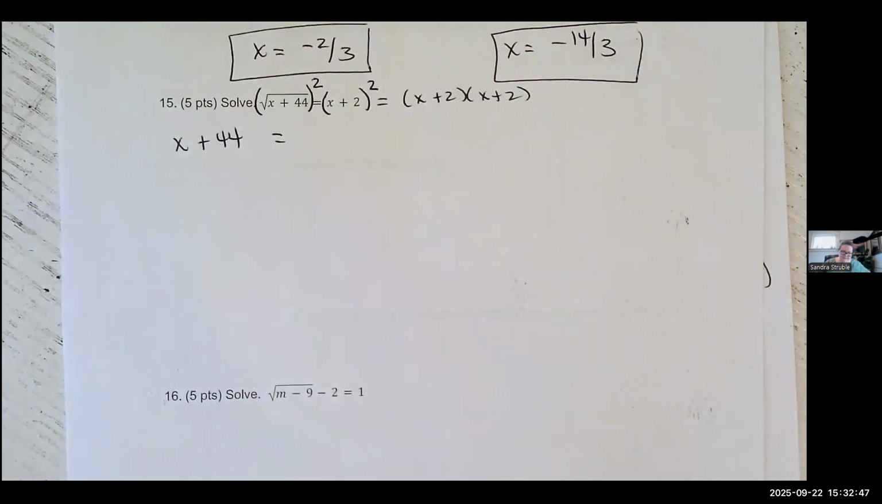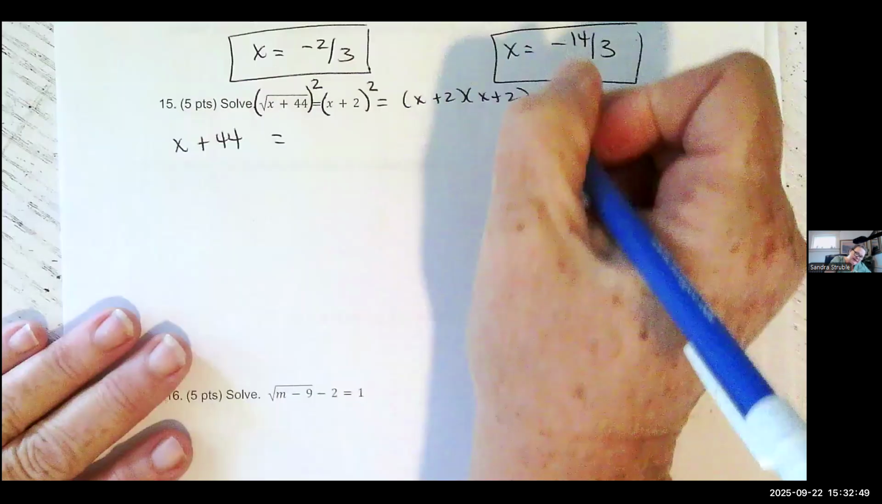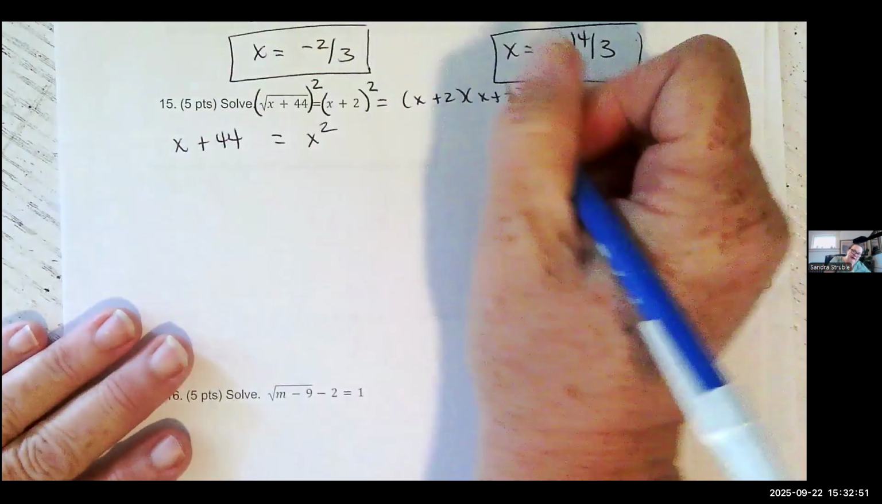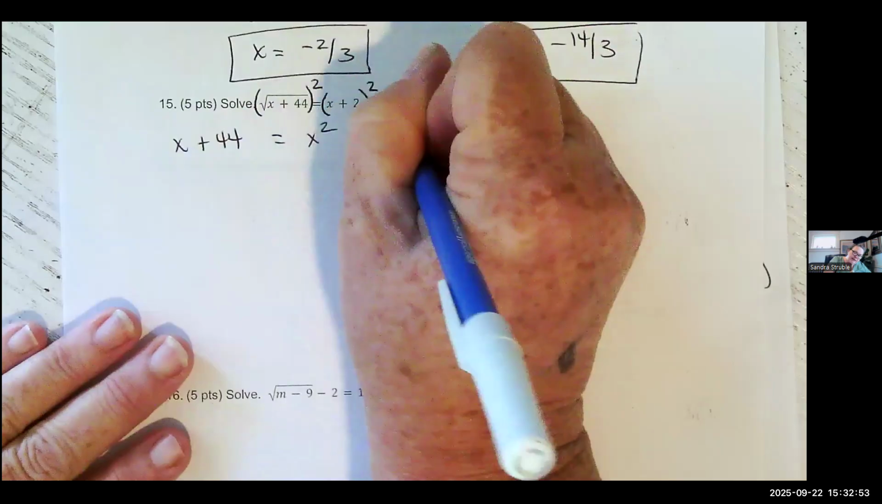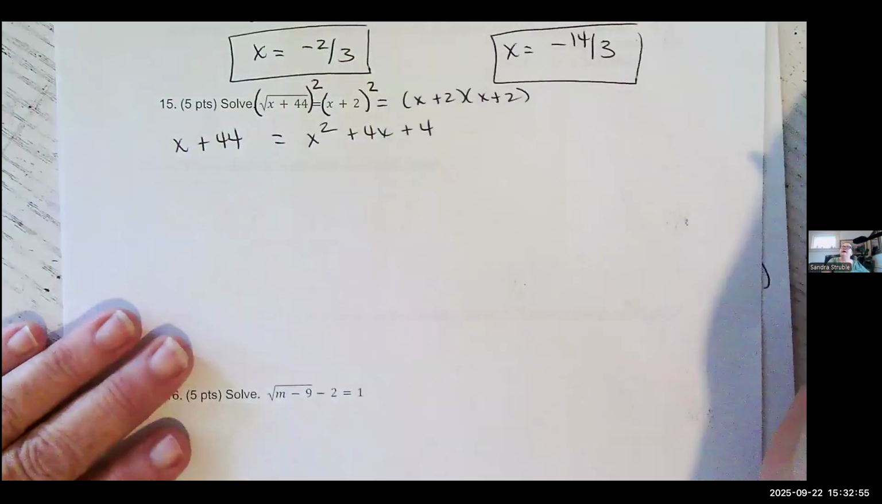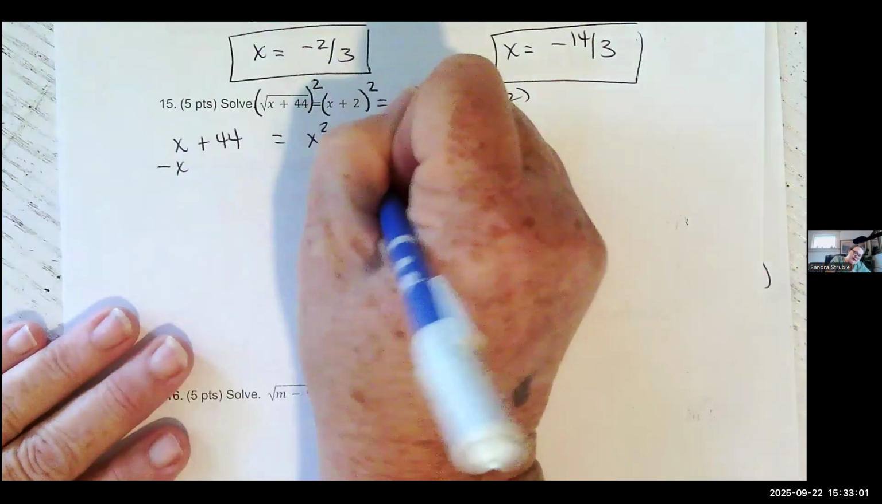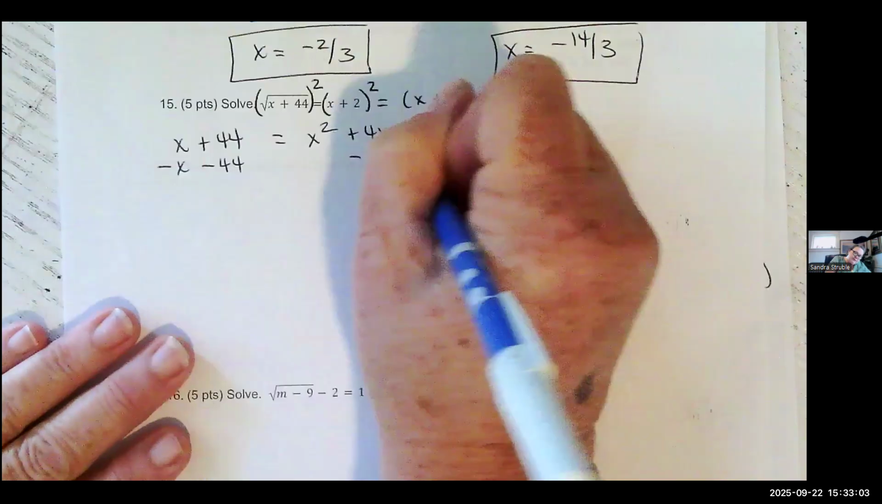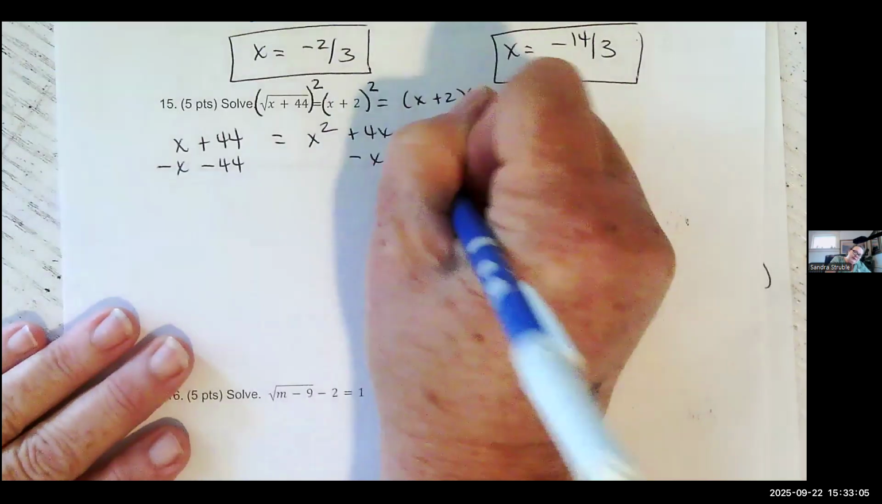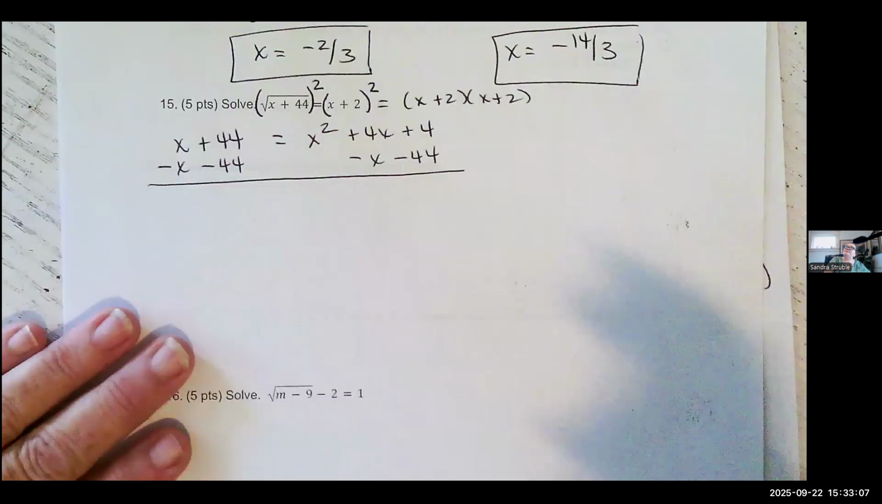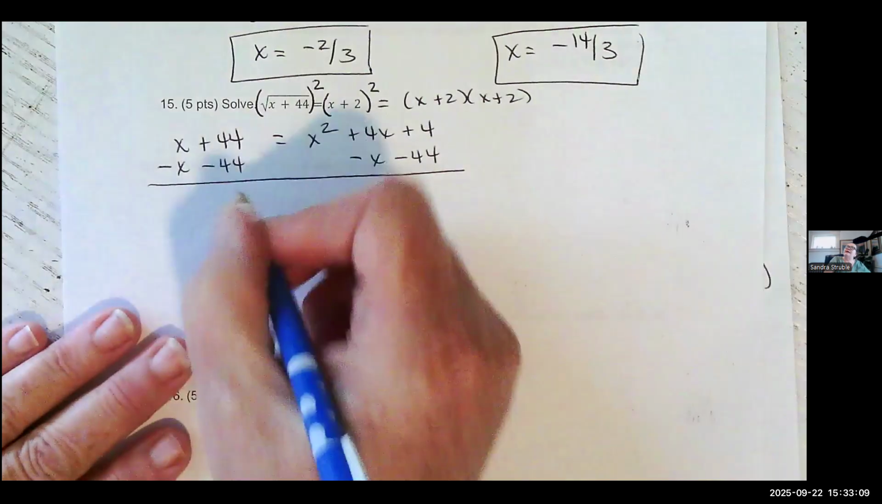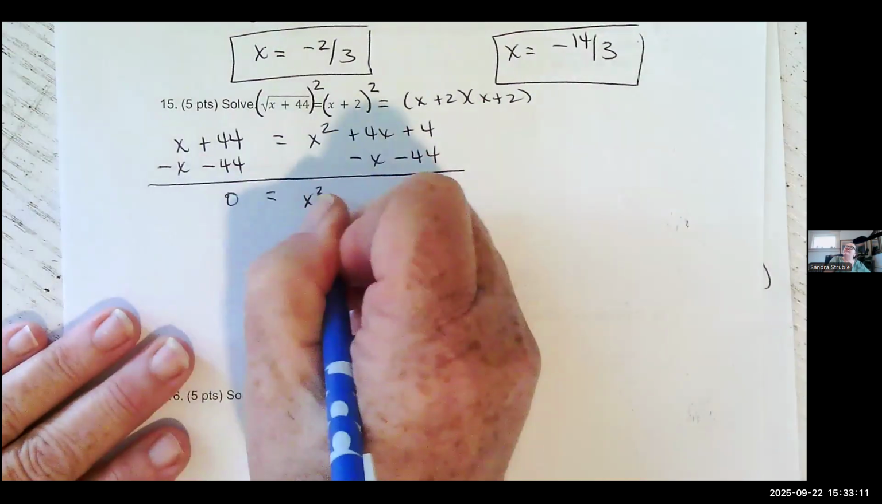All right. And so the part that I got for the right is x squared after I combine like terms, plus 4x plus 4. And now I just need to set it all equal to 0 and solve for x. So I'm going to subtract x from both sides, and I'm going to subtract 44 from both sides. The reason I'm bringing everything over to the right is because my x squared is positive and I want to keep it as a positive.